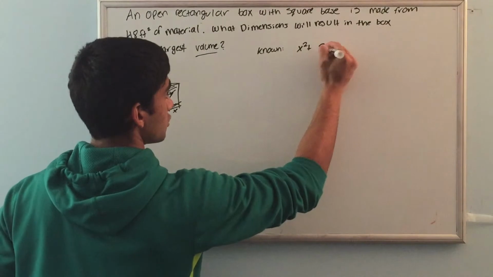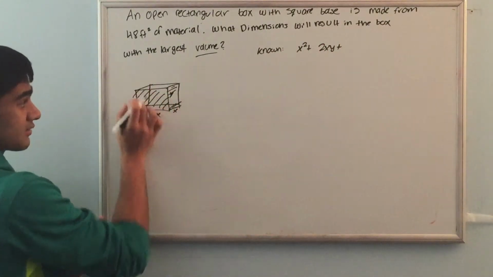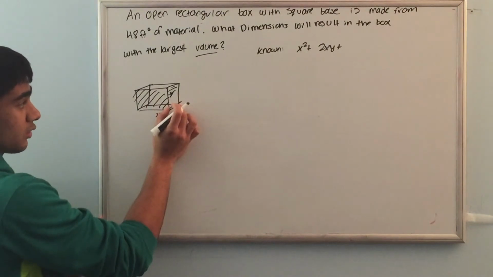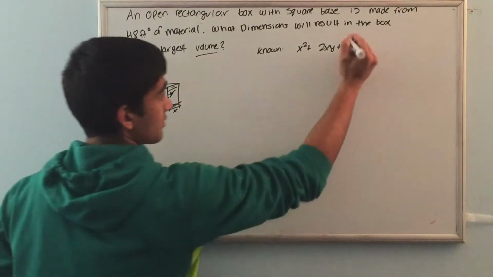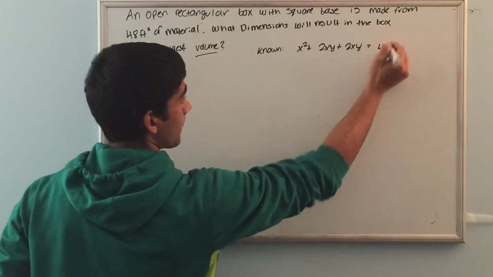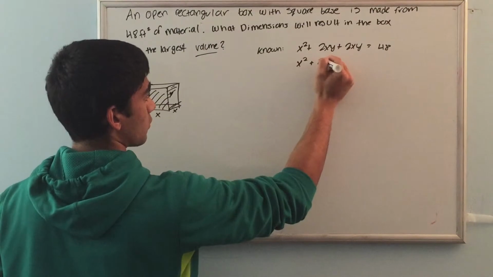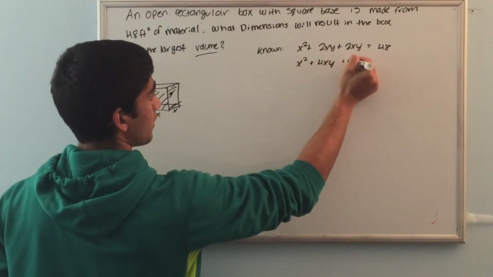So plus 2xy. And again, we have to take care of this side and that side. This side is xy, so we have to multiply that too. So plus 2xy again. And remember, this equals 48. If we simplify things, we get x squared plus 4xy equals 48.